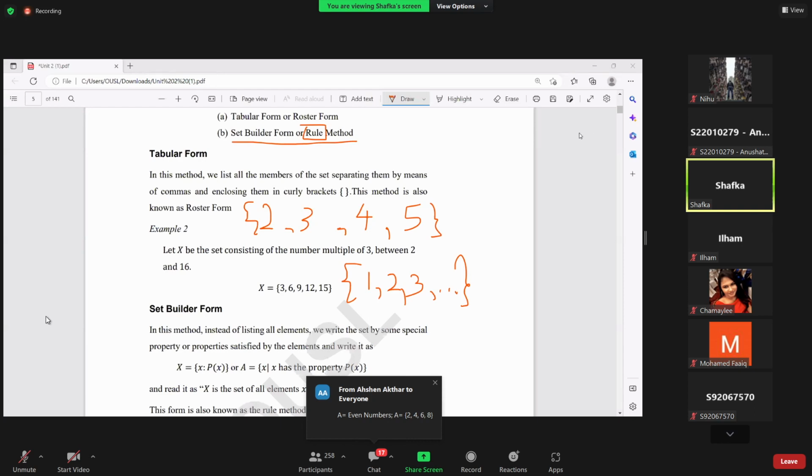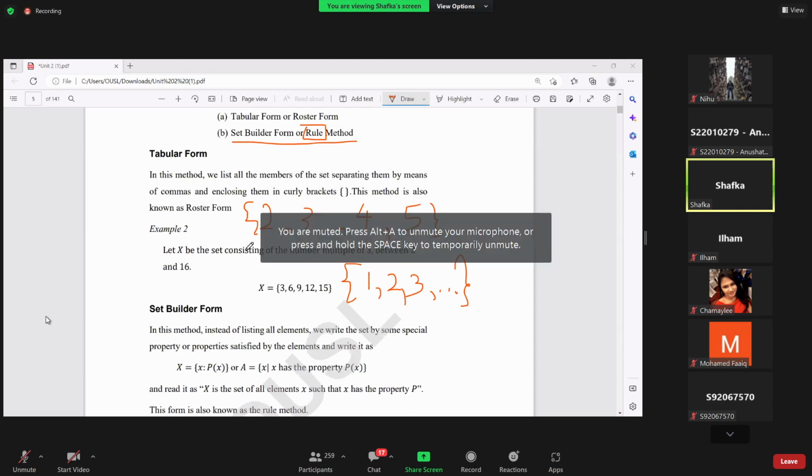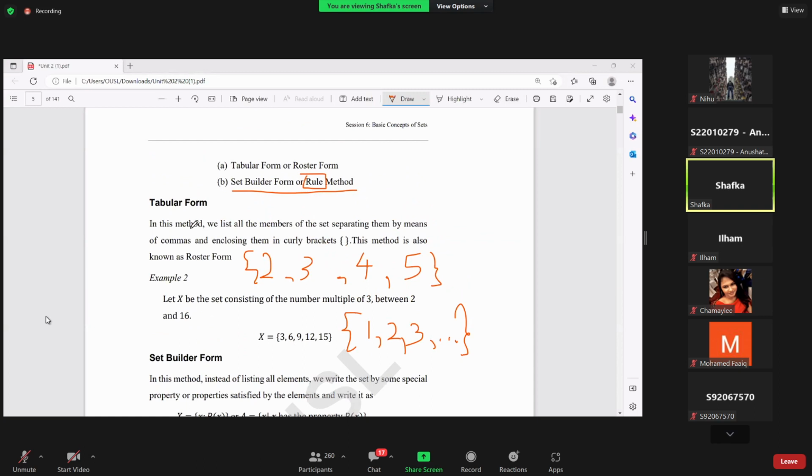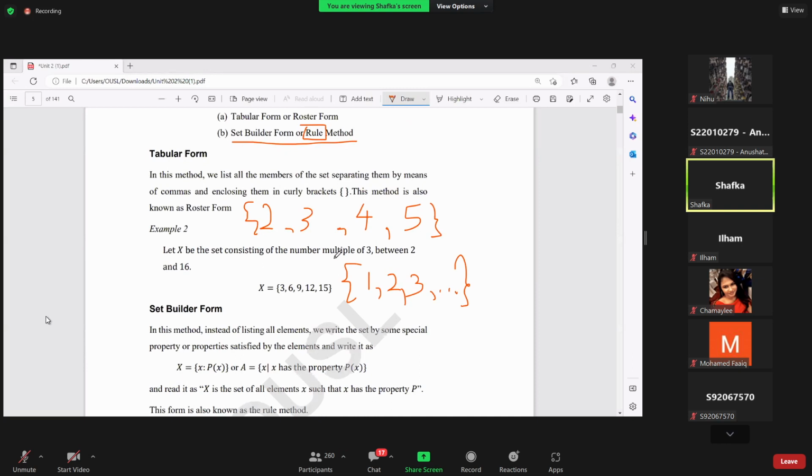Yes, I'm getting some messages in chat. If you are saying odd numbers, or if you are saying even numbers, it's not the tabular form. You are telling the description or the rule. So surely for the tabular form, there should be the elements. When you are representing the set, you have to represent it by mentioning the elements.